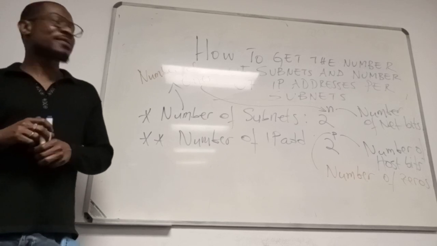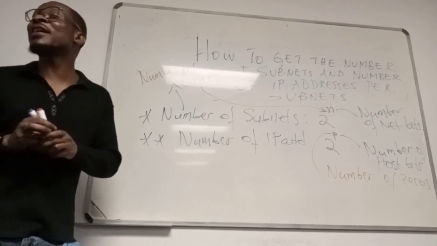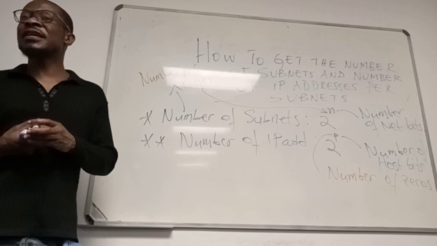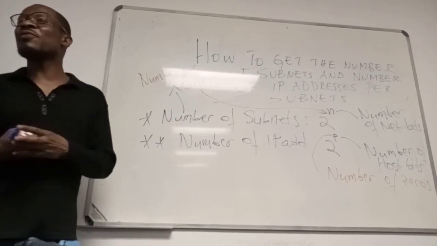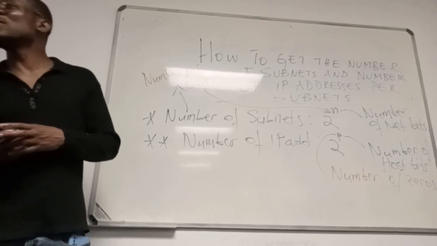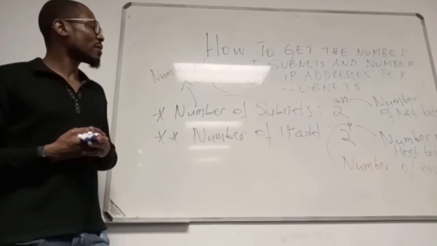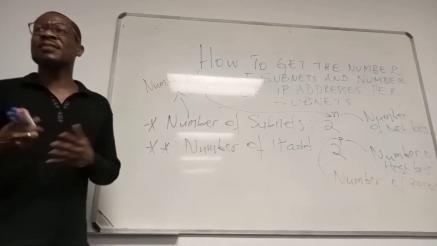So number of subnets, number of IP. Sometimes the questions will come like this. They can ask you the number of subnets. Sometimes they can ask you the number of IPs. Sometimes they can ask you the number of ones, number of zeros.